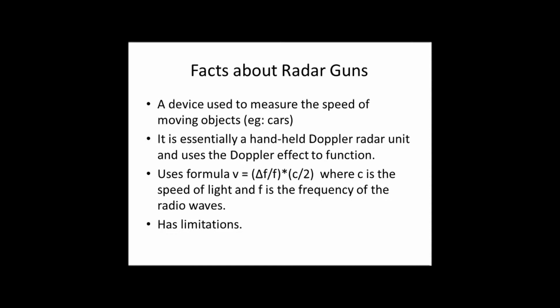In other words, if an object is moving away from the gun, the returning frequency is measured in proportion to a lower frequency. If an object is approaching the gun, the returning frequency is measured in proportion to an increasing frequency. The gun uses the formula V equals delta F divided by F times C over 2, where F is the frequency and C is the speed of light.